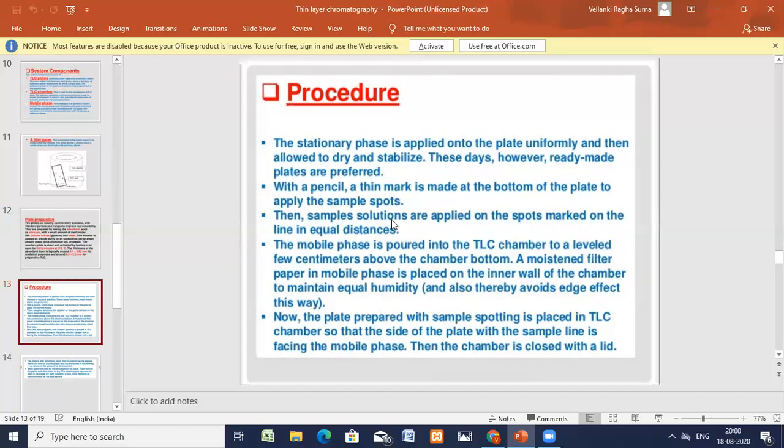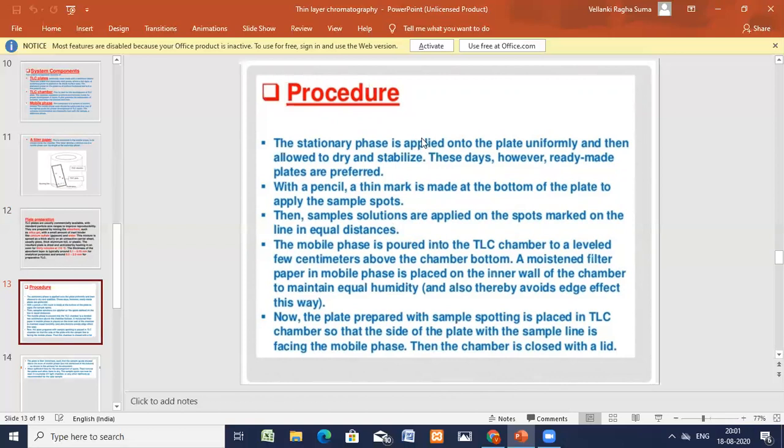Okay, so this is the way we do the procedure. Application of the sample using the micro syringes and the capillary tubes. Already we have prepared the plates, and using the micro syringes and capillary tubes you apply the sample and put it in the development chamber, which is made of glass, with the plate at 45 degrees. The bottom of the tank is covered with nearly 1 mm height of the solvent, and three sides of the chamber, except the top side, are lined with solvent impregnated papers. The top is covered with the lid. The entire chamber is saturated with solvent.